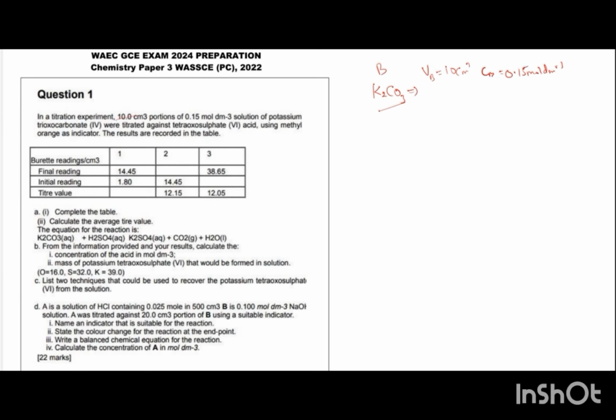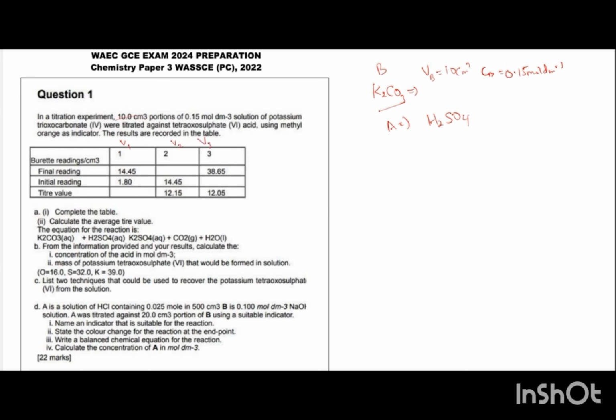And then it was titrated, meaning that this is a base which was pipetted and then titrated with tetraoxosulphate(VI) acid, which is our acid A, H2SO4. And using methyl orange, our indicator is methyl orange here. Please take note of that. The result recorded is shown in the table below. This is the volume 1, V1, this is V2, and then V3.